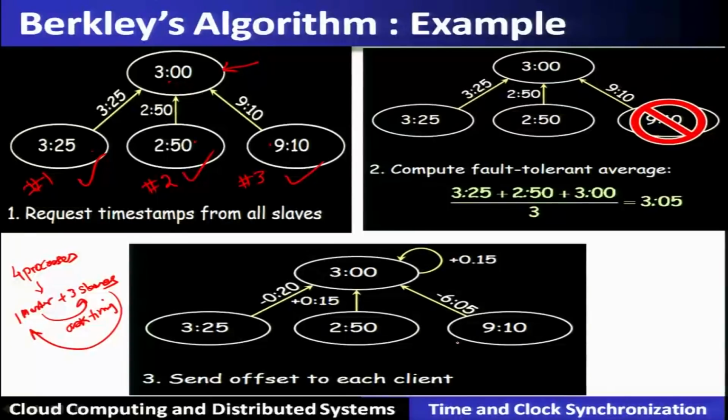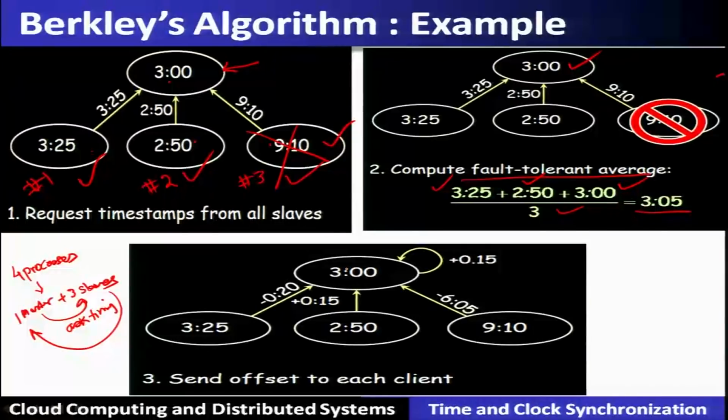So, the server can find out the skew of these particular timings. Now, 3:25 and 2:50, according to the server's time, are good enough, that means they are running their clocks around his timing, maybe with some skew. As far as 9:10 is concerned, it is an outlier, so it will not be considered in averaging. Then it will perform the averaging using the remaining values, and this average comes out to be 3:05.